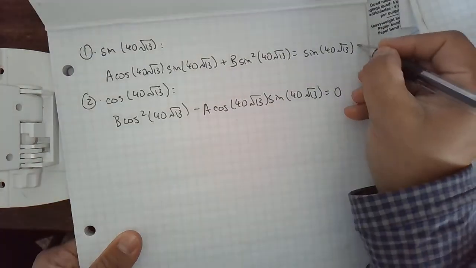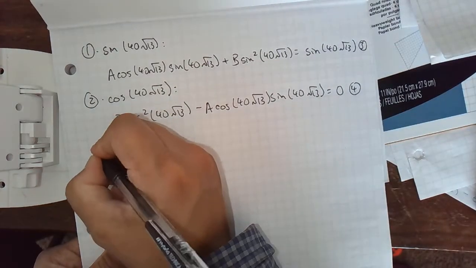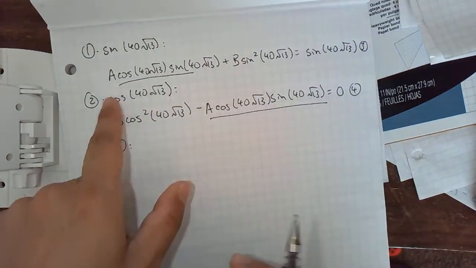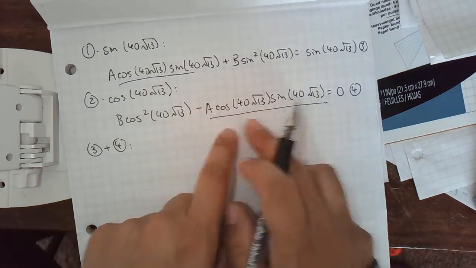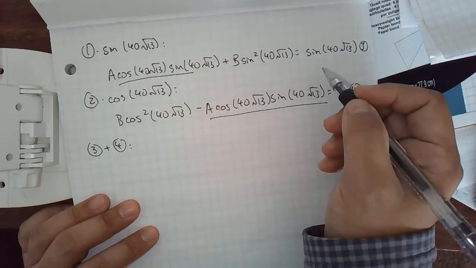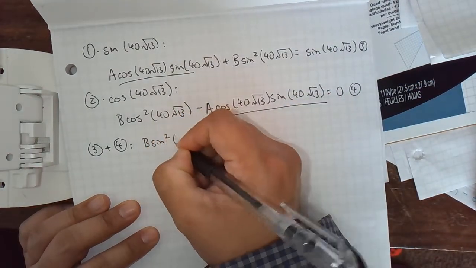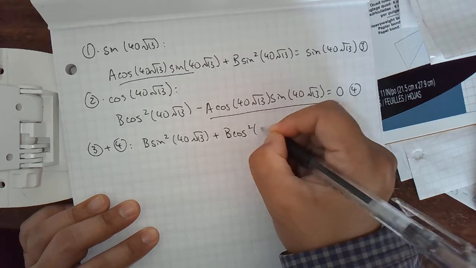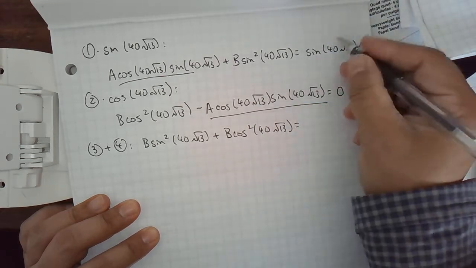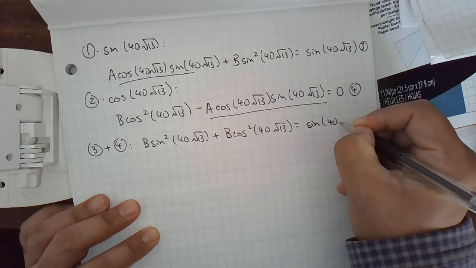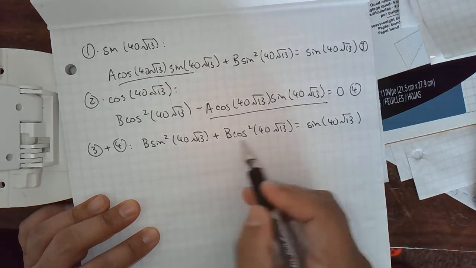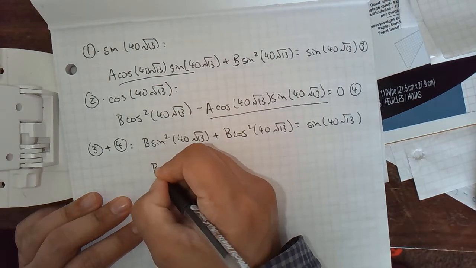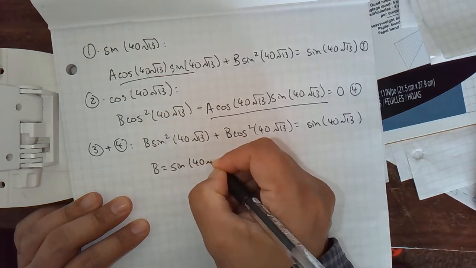And then now I'm going to call this equation 3 and equation 4. I'm going to do equation 3 plus equation 4. The a terms will cancel, right? I have a times the ugly mess. Here I have negative a times same ugly mess. So those will cancel. And this is actually really, really nice. I get b sine squared 40 root 13. We got a nice thing out of the mess. Plus b cosine squared 40 root 13 equals sine 40 root 13 plus 0, so sine 40 root 13. And now on the left, if I factor out a b, I have a very nice thing, sine squared 40 root 13 plus cosine squared 40 root 13, which is 1. So I just have b equals sine of 40 root 13.